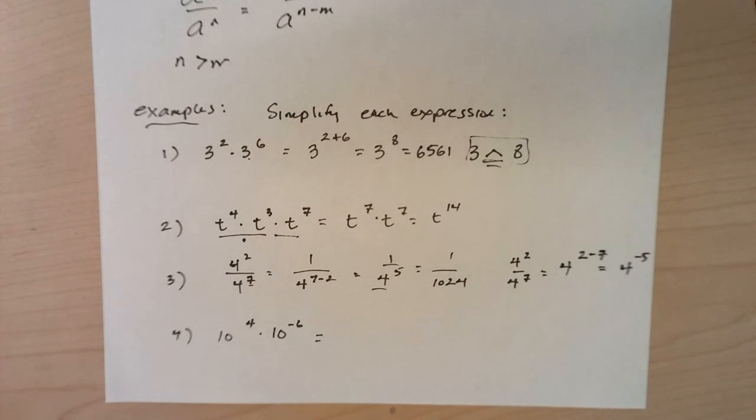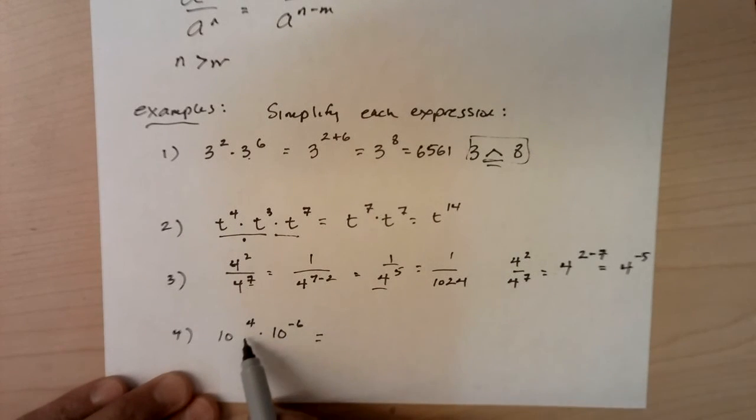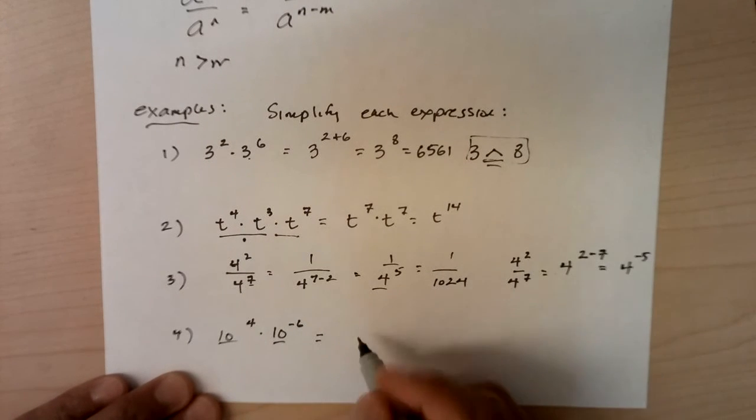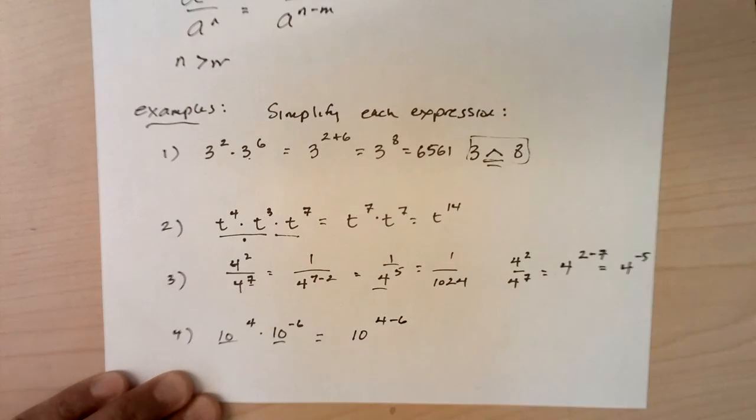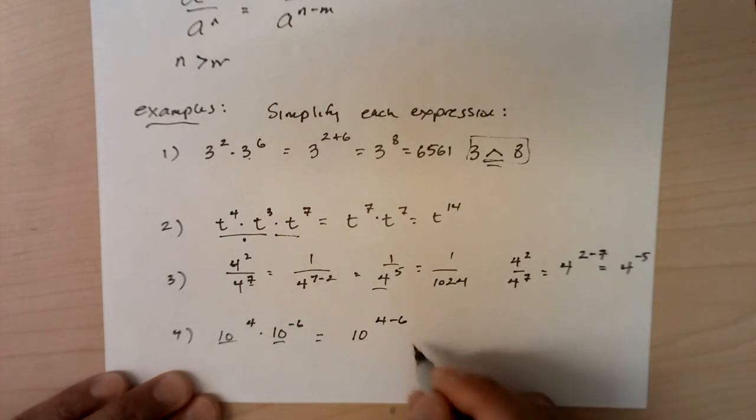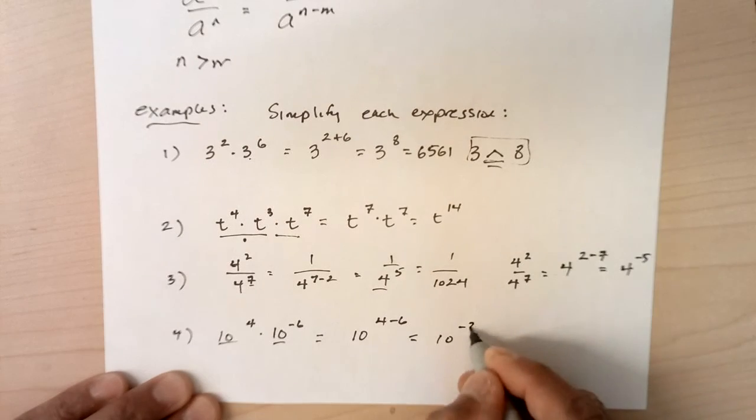Okay, and then number 4, here's what we want to do. 10 to the 4th times 10 to the negative 6th. I have the same base for each of the powers, so I can add the exponents. It would look like this. 10 to the 4 plus negative 6 is the same as 10 to the 4 minus 6. 4 minus 6 is negative 2.